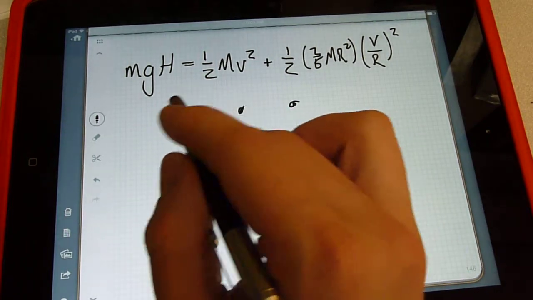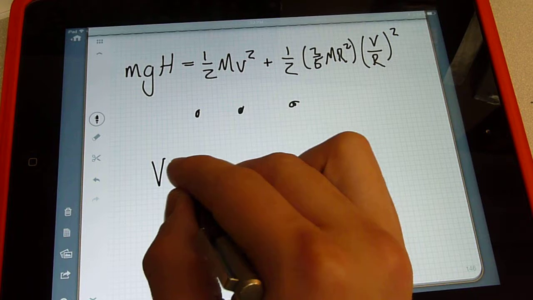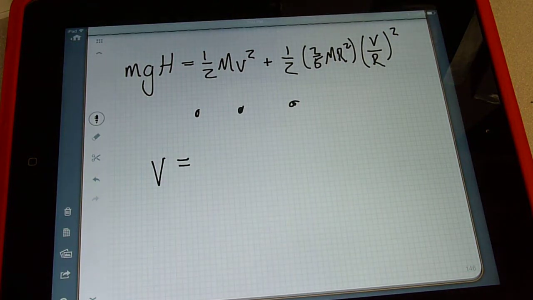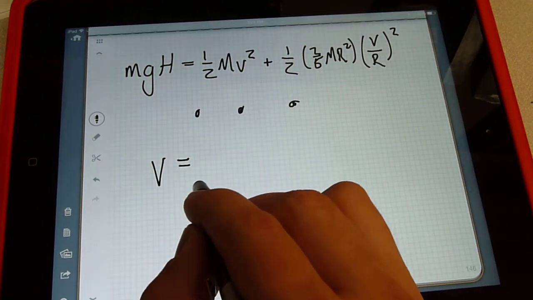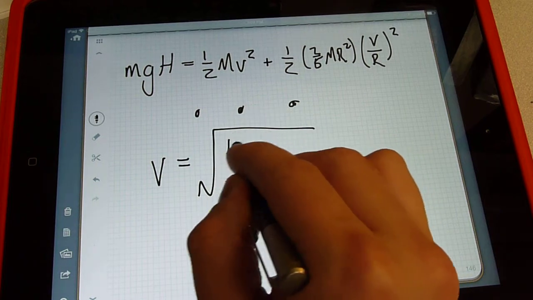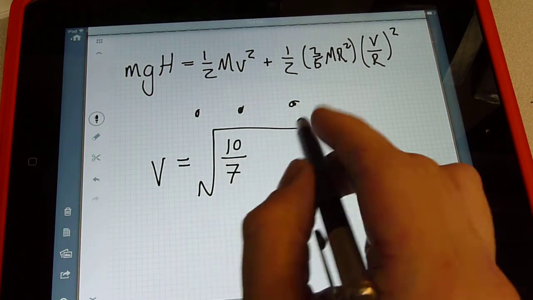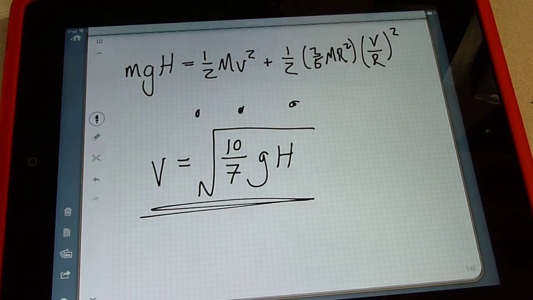I think it would be great practice for you to make sure that you can also get an equation for v. Now is your chance to pause the video and see if you can get an expression for v just in terms of g and h. And what you should get when you do that is the square root of 10/7 g times h. Now on its own, this might not mean much.